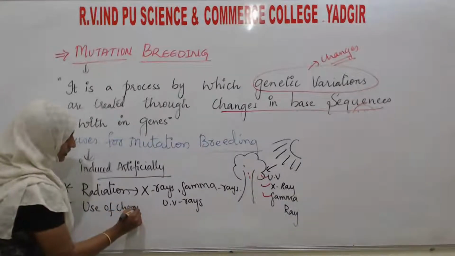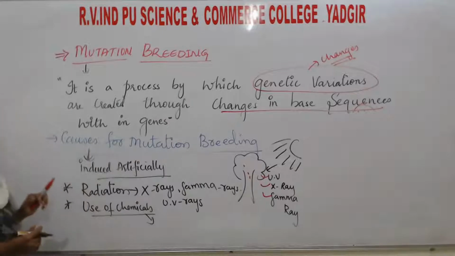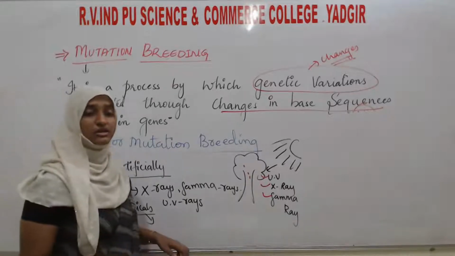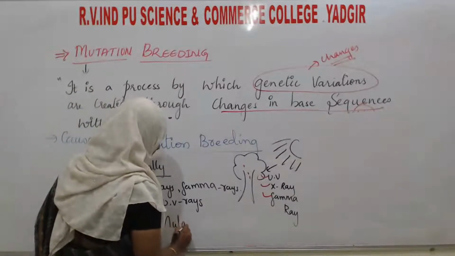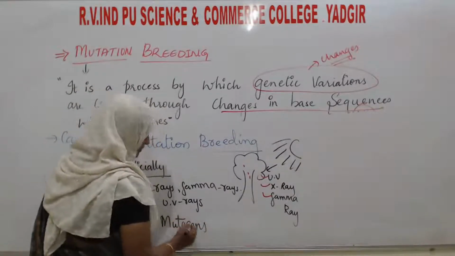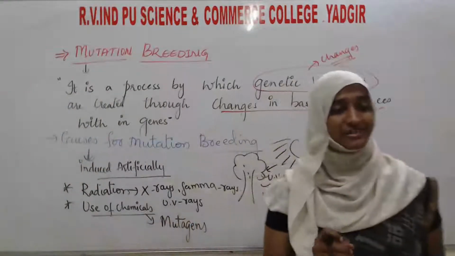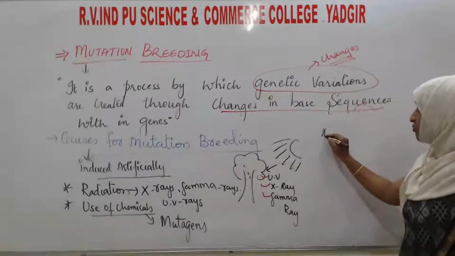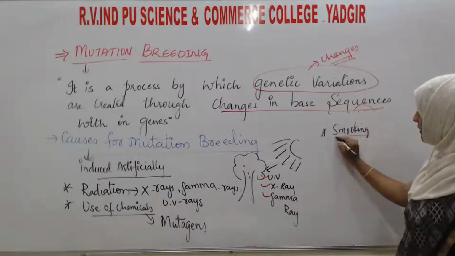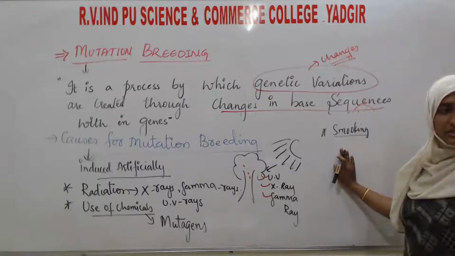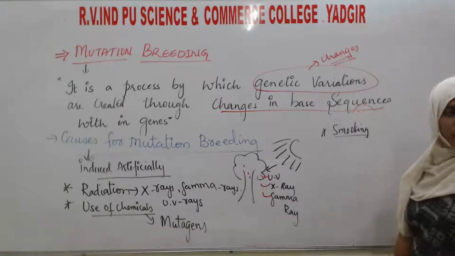Use of chemicals. And what are the chemicals, sir? The particular chemicals by which mutation occurs are known as mutagens. What are they known as? They are known as mutagens. Next, some gases, especially cigarette smoking. By that also there will be changes in the genes. So these are the causes for mutation.